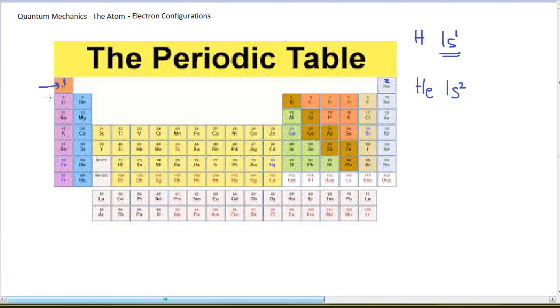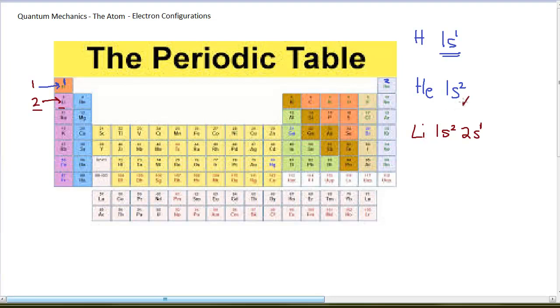Once I get past helium, I am starting on my second row of the periodic table, and most periodic tables will even number this row number 2, and for lithium I am putting the next electron, the third electron, into the 2s orbital. So lithium's first 2 electrons are in 1s2, the same place as hydrogen and helium, but his third electron goes into the 2s orbital, and I only have 1 electron there. So lithium's electron configuration is 1s2, 2s1.